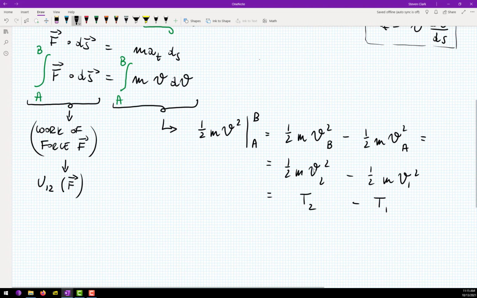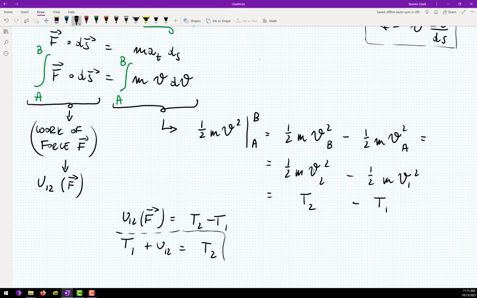So we ended up with U12 of force F is equal to T2 minus T1. So T1 plus U12 is equal to T2. We ended up with our desired expression.